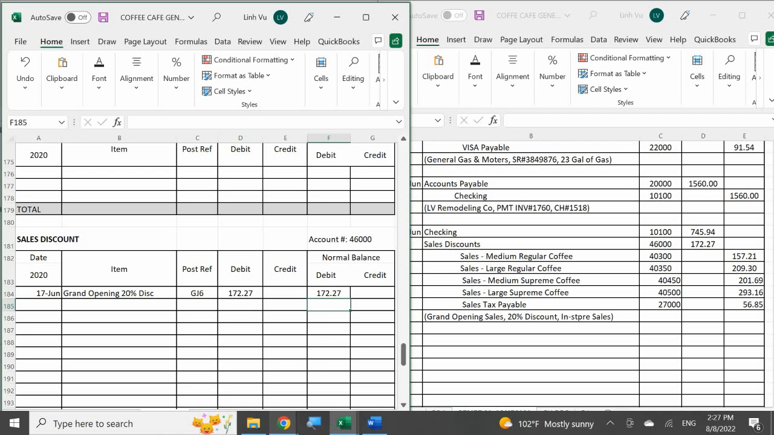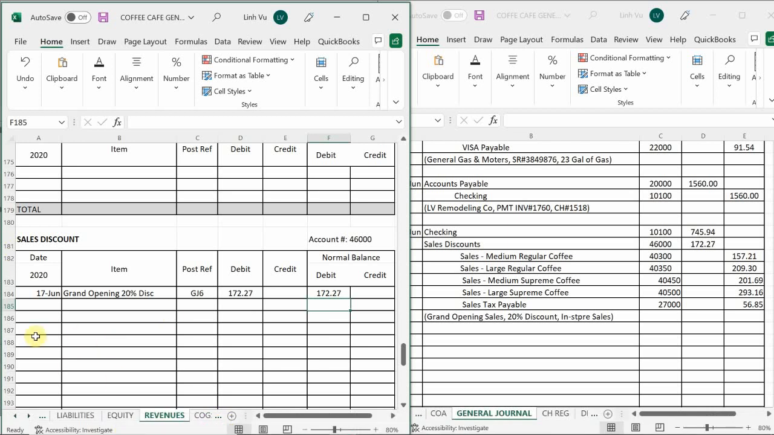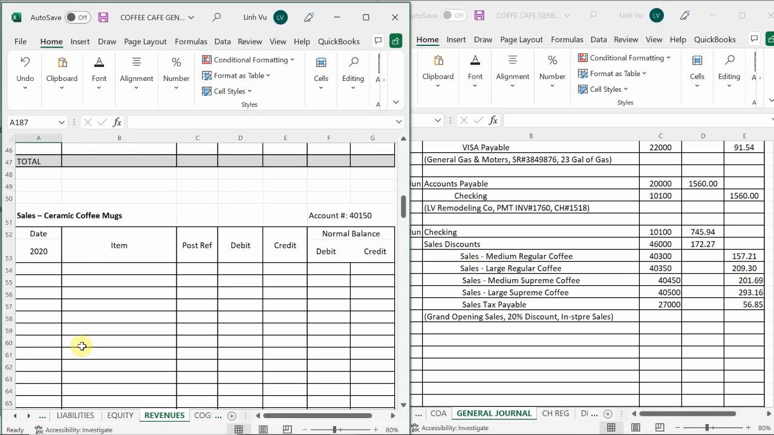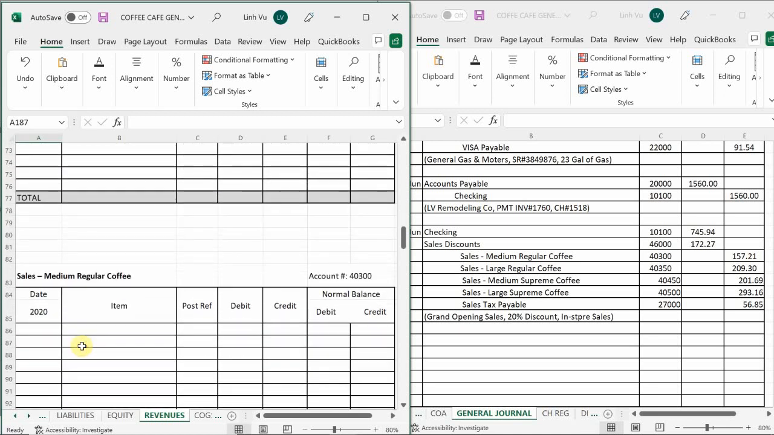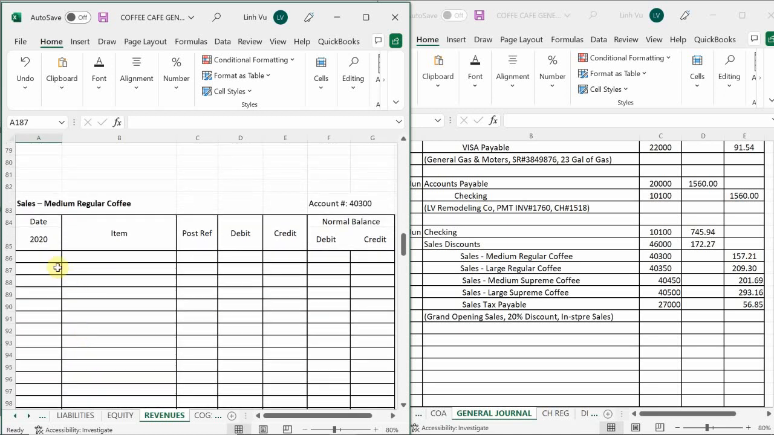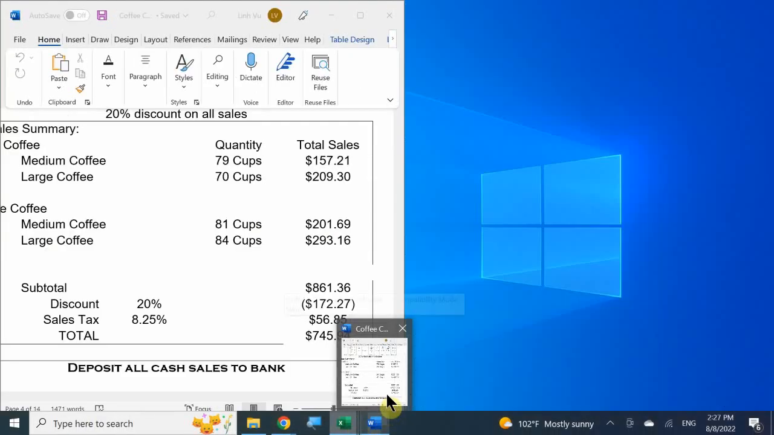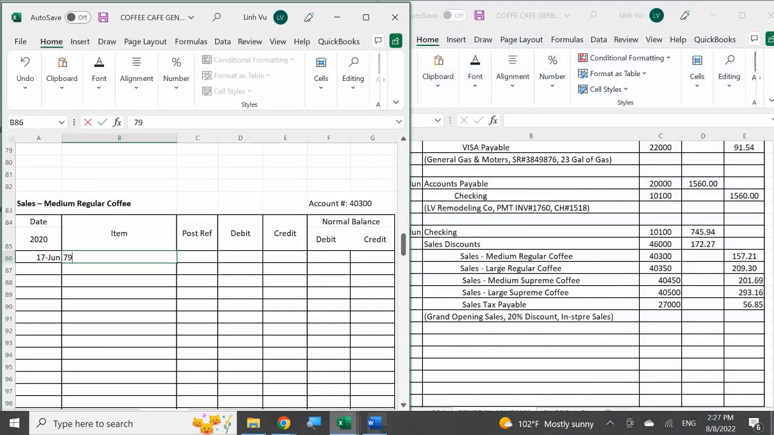Then we go to sales, medium regular coffee. There it is. So in this case, this is where you can write down how many cups of coffee you actually sold. How many cups of the regular medium coffee did I sell? 79. You could just put 79.